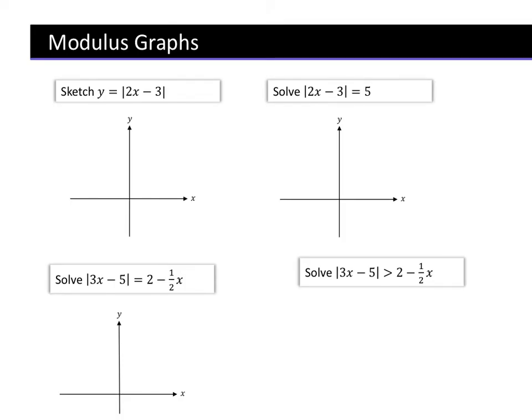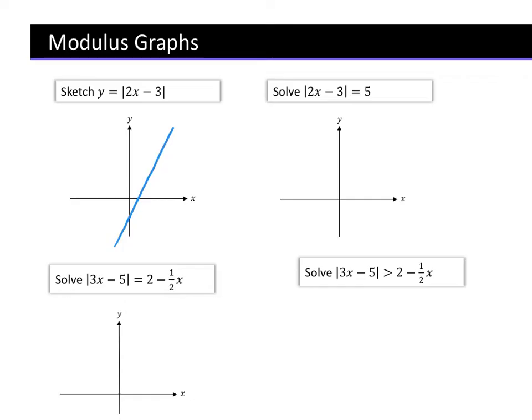Now, if I just think about y equals 2x minus 3, I know it's going to have an intercept at minus 3, which is here, essentially, okay? And then my gradient is going to be 2, isn't it? For every one along, I'm going up 2. So if I just draw this graph as it is, okay, it's going to look something like this, isn't it?